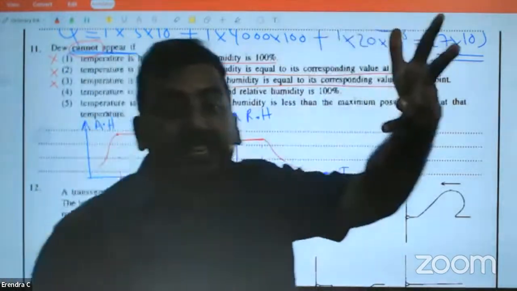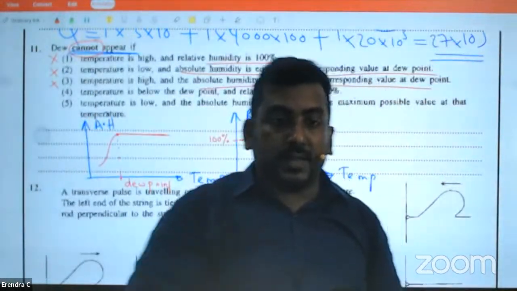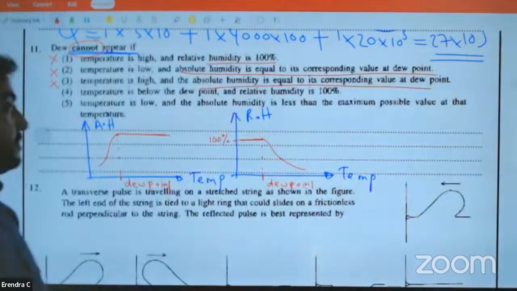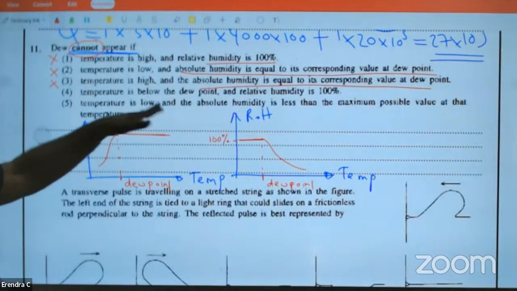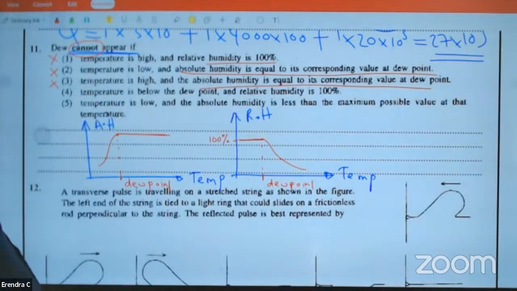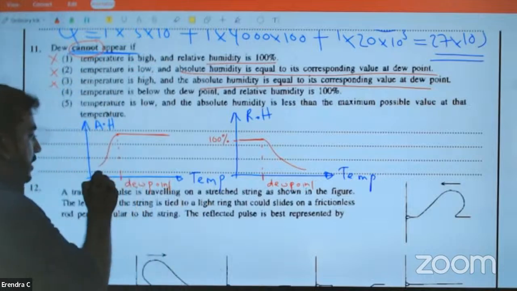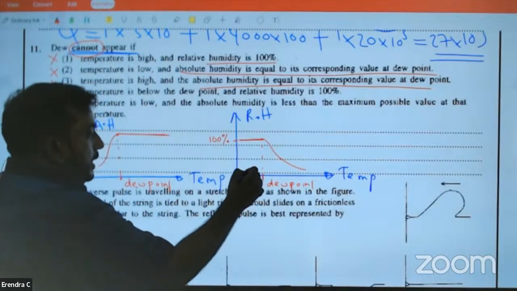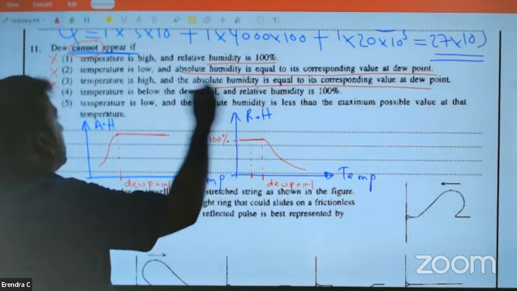Remember, in the future MCQ, they might ask the opposite of this: when dew can appear. So here you go. Temperature is below the dew point. Relative humidity is 100%. Right? Temperature is below dew point. Relative humidity is 100%. Correct?